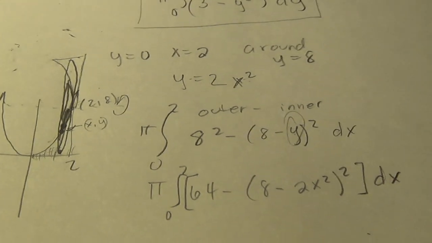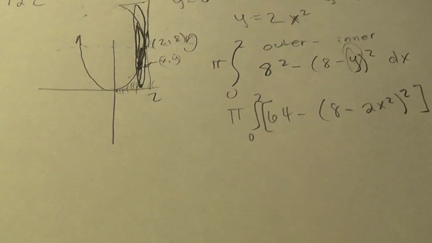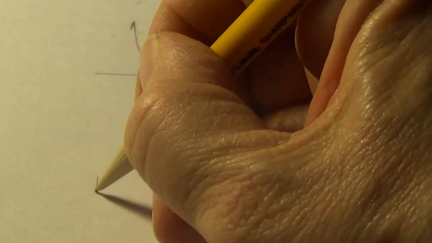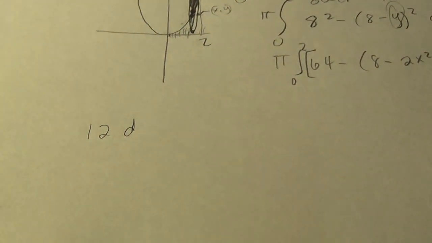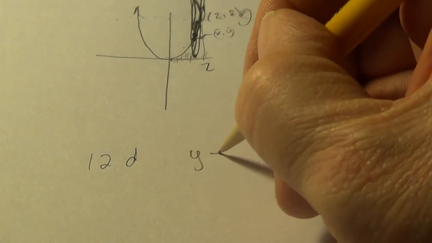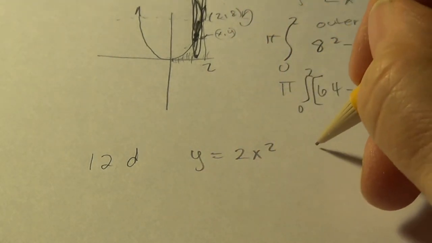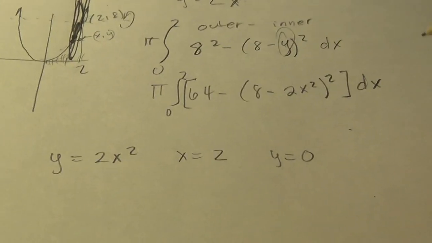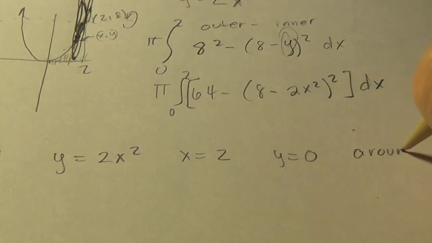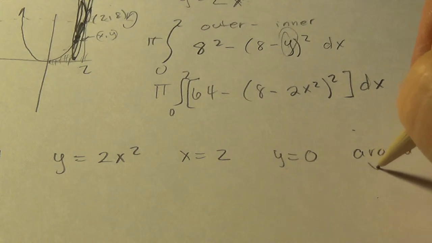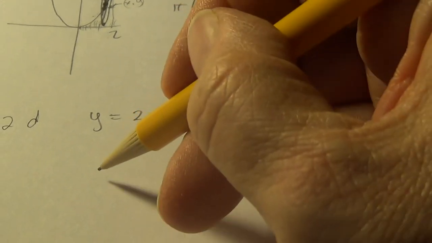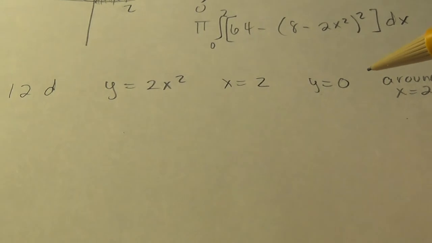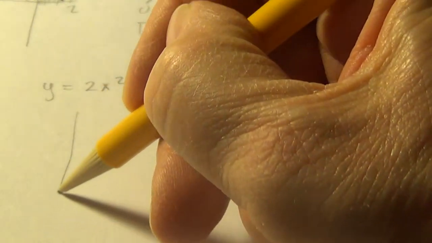So, all right, the last one we went over was 12D. Let's see if I can find it. 12D is y equals 2x squared again. That was the same one, same setup, I mean. y equals 0, except we're going to go around x equals 2. So let's see if I can draw it a little clearer this time and still fit in the screen somewhat.